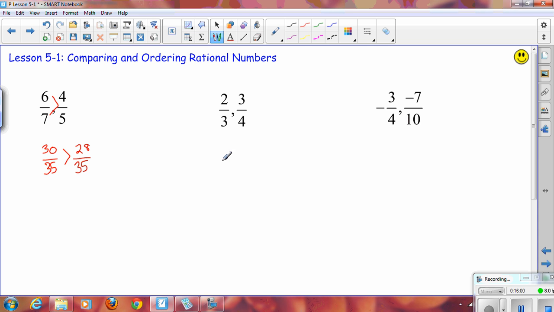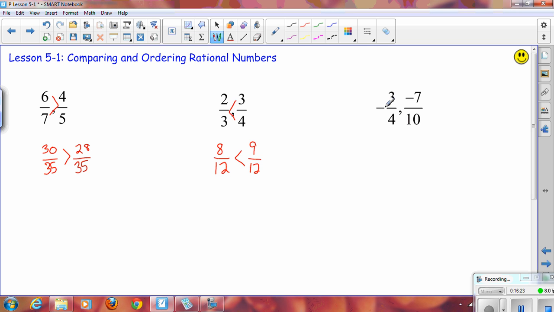Okay, our next one, 2/3 and 3/4. With 3 and 4, our common bottom number is going to be 12. 3 times 4 is 12. 2 times 4 is 8. 4 times 3 is 12. 3 times 3 is 9. 9 is greater than 8, so 3/4 is greater than 2/3.